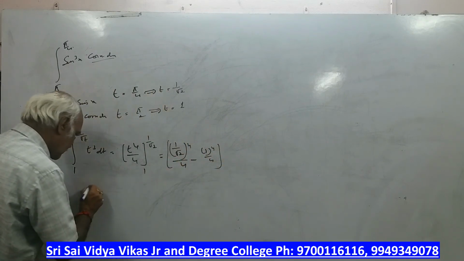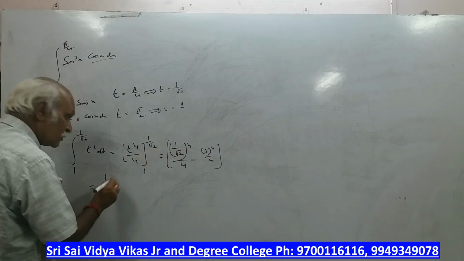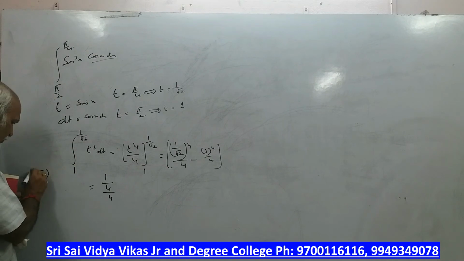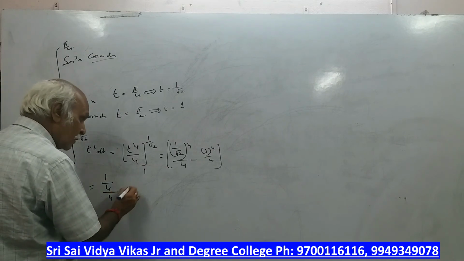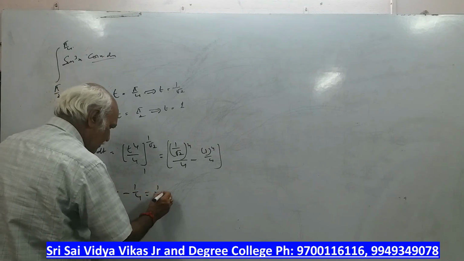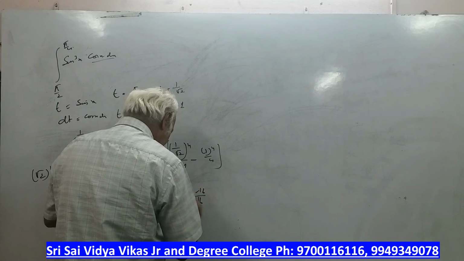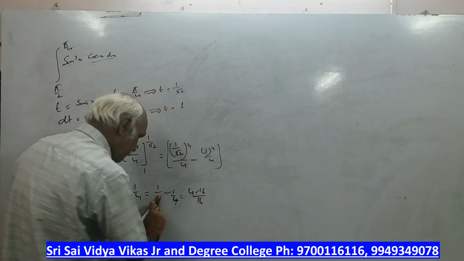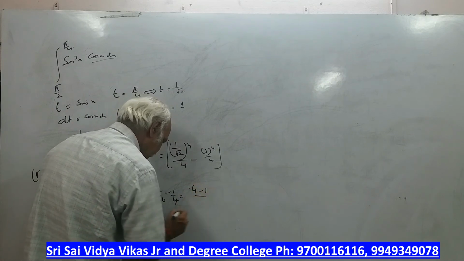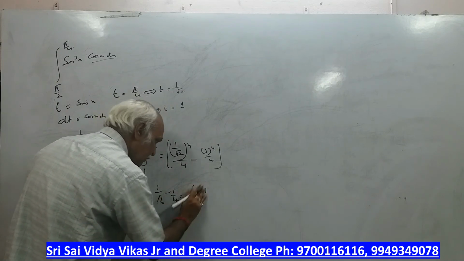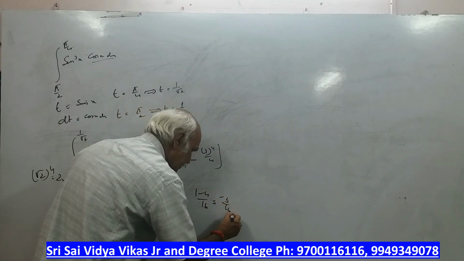So this becomes root 2 into root 2, 2 into 2, 4 by 4, because root 2 you have to multiply 4 times. So this becomes 2 into 2 will come. So 1 by 4 by 4 minus 1 by 4. So 1 by 16 minus 1 by 4. So 4 minus 16 by 16, if you take the LCM, 16 is the LCM. So 1 minus 4 by 16, which is minus 3 by 16.